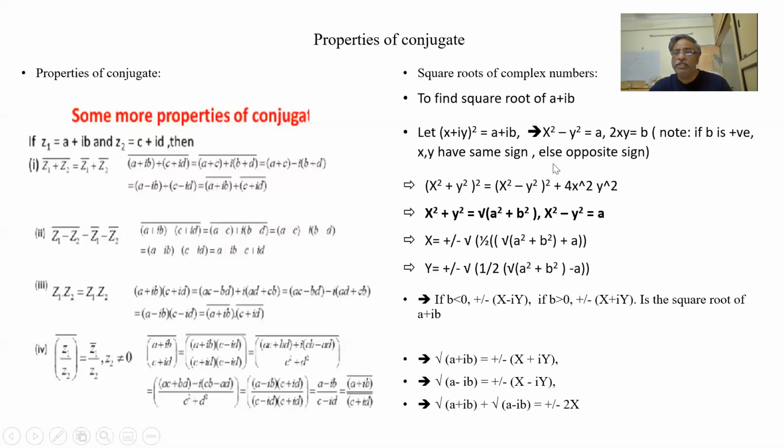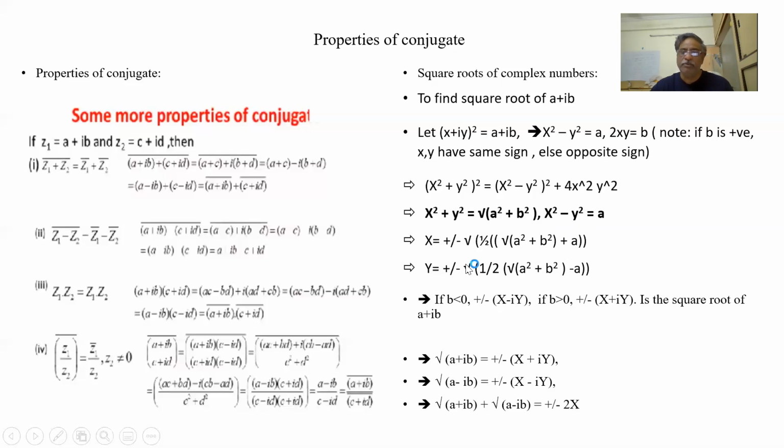What is x square minus y square? It is a, so this becomes a square. What is 2xy? It is b, so 4x square y square is b square. So a square plus b square is equal to x square plus y square whole square. If I remove this square, I am getting x square plus y square is root of a square plus b square. With x square minus y square is a, we can solve x and y. When I add, I get 2x square is equal to a plus square root of a square plus b square, and so on.